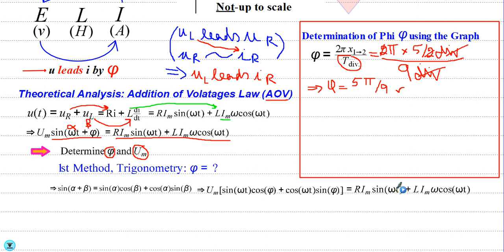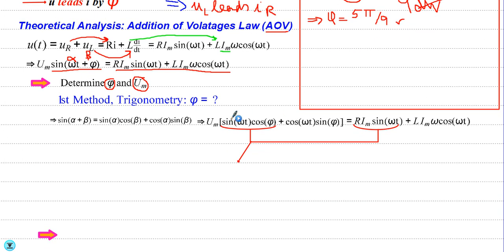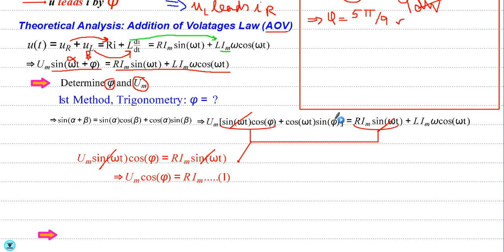Now let us equate. So we have, these are similar equations. Um sine omega t cosine phi, R Im sine omega t. So sine omega t, they are the same, so we can cancel them out. These are the coefficients. So sine omega t will cancel out, and then we will get Um cosine phi is equal to R Im. That's the first equation.